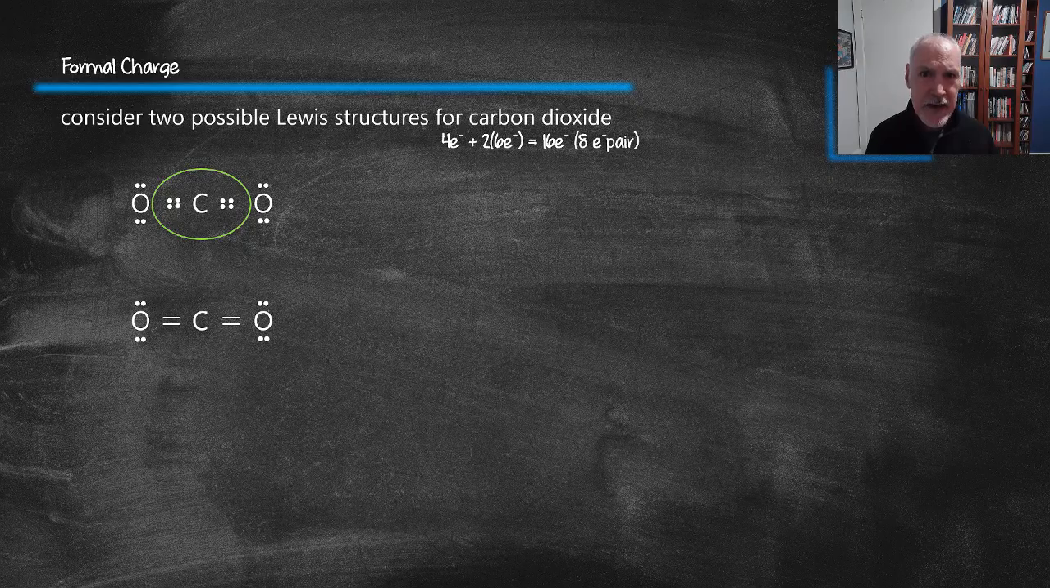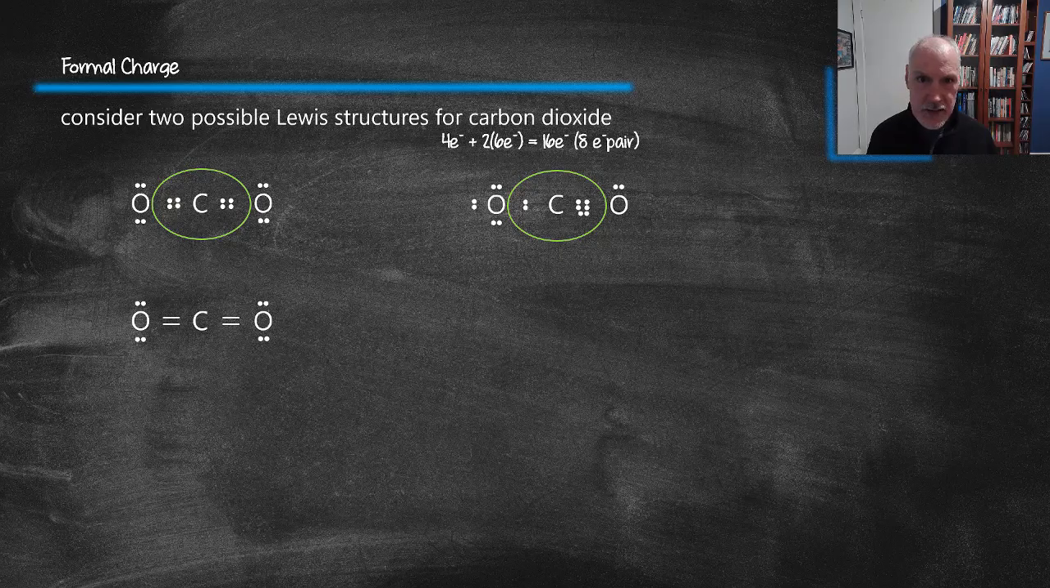But I want to consider another way of doing this. Again, I'll begin with the skeletal structure, completing the octets of the species on the outside. The carbon in the middle is not satisfied, so I'm going to move a pair in. But instead of getting a second pair from the other oxygen, I'm going to move in another pair from the original oxygen. This creates this arrangement.